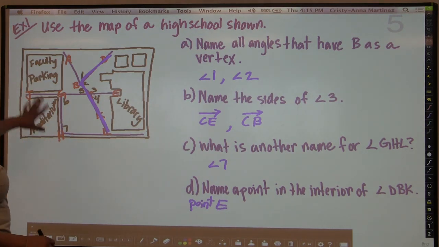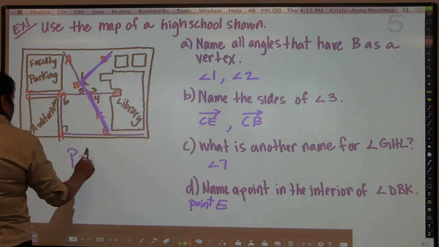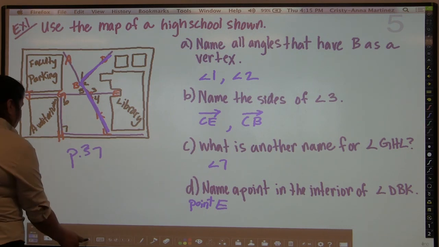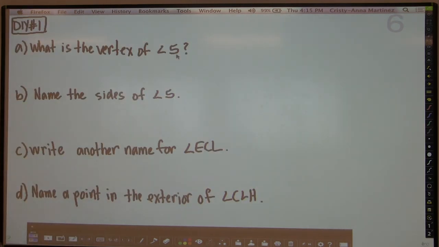Alrighty, so that's kind of that. But now using the same map, and you can use the map that's in your book on page 37 if that's easier for you to see, you're going to have the do-it-yourself number 1, and it has 4 questions about the map. You'll want to use the map that's in your textbook for that.